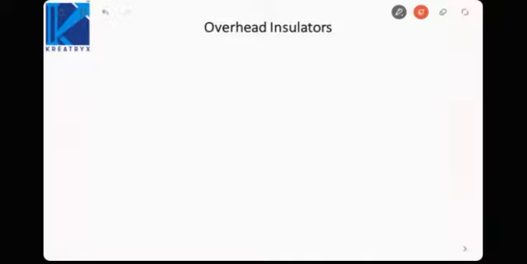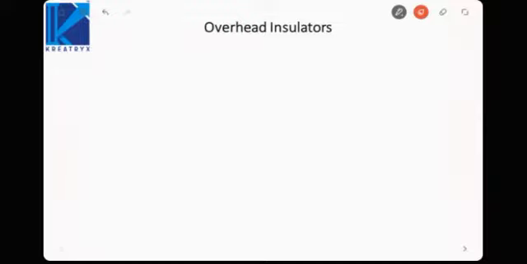So in case of overhead lines, we hang the lines on towers. But towers are metallic structures, so they are conducting. We do not want any current to flow from the line to the ground through the tower. That is why we need an insulator between the tower and the transmission line so that no current can flow into the ground. Such insulators are called overhead insulators.